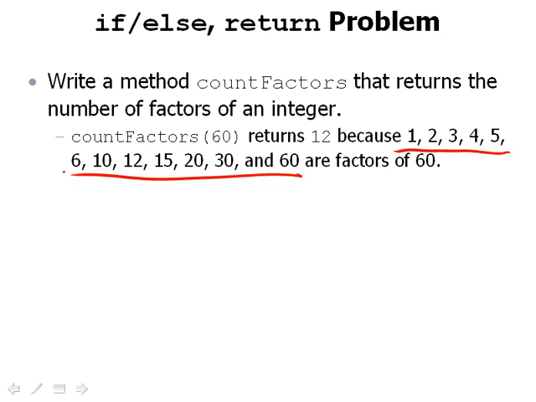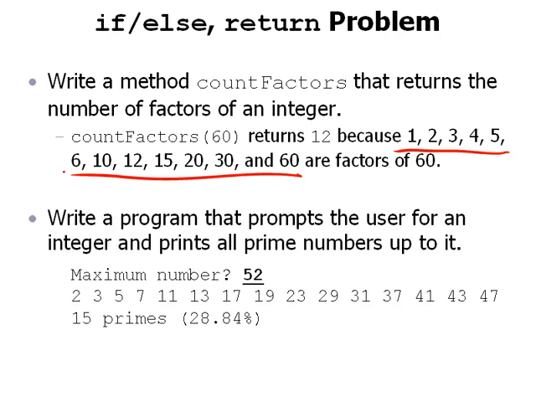What we're going to do with that method is use it to solve a larger programming problem where the user can type in a maximum integer, and then we're going to repeatedly check for prime numbers up to the maximum value. In this example output, the user types 52, and we print all the primes up to 52, and we tell the user how many primes there were and what percentage of the integers in that range were prime.